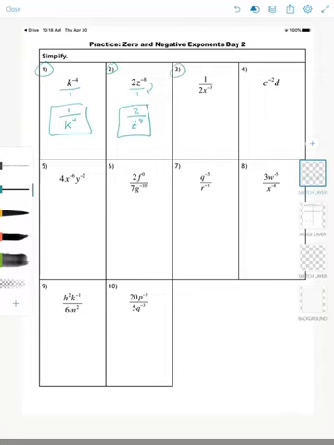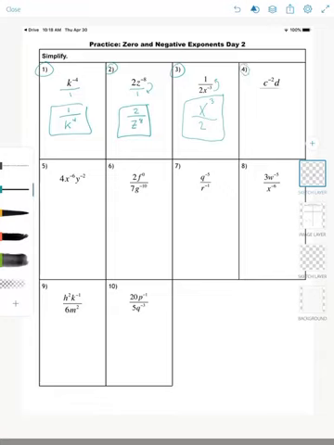Number 3. 1 over 2, and then x to the negative 3rd. The 2 is happy where it is. The x to the negative 3rd wants to move to the top. So it becomes x to the positive 3. The 2 stays where it is, so you get x to the 3rd over 2.